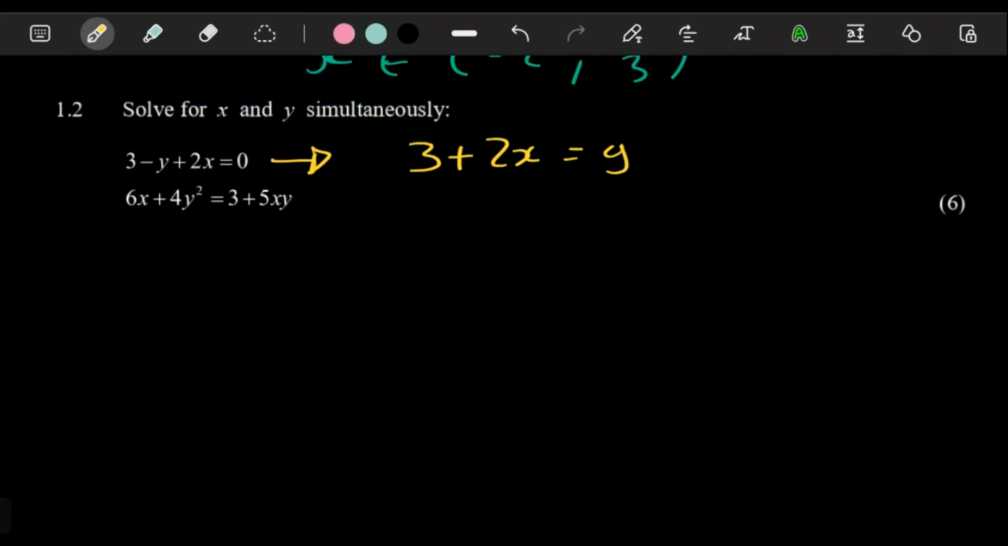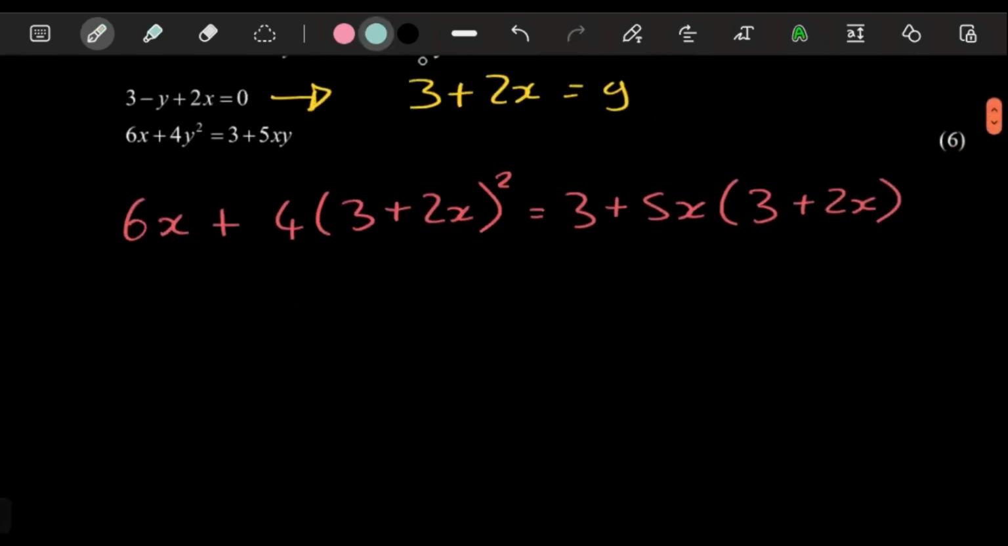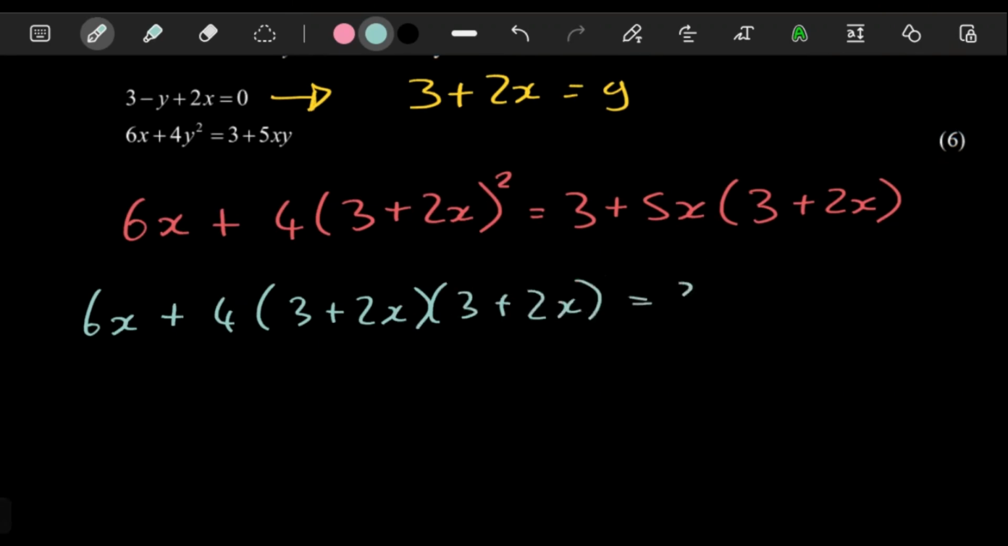So here, you get 6 marks for just being careful, literally. So here 6x plus y, so we have to throw this whole thing in there. Just like 3 plus 2x, and then squared. This is equal to 3 plus 5x, and then y there is just 3 plus 2x. Remember, these two brackets, you can just multiply them out. So you have 4 here, 3 plus 2x, 3 plus 2x again, then you have equal to 3.